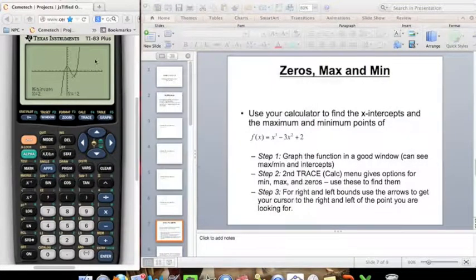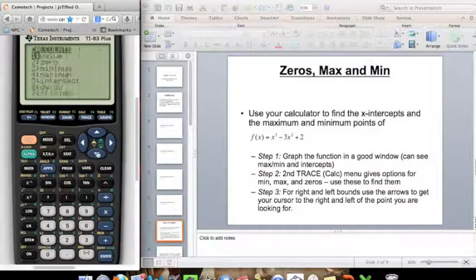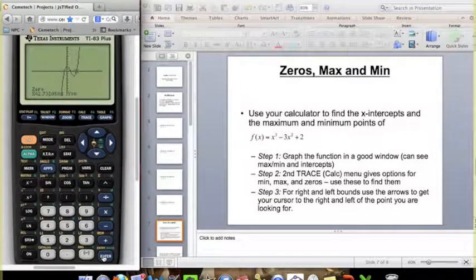And then our last thing we're going to come across is one more x-intercept or 0. So I'm going to go second, trace, choose 0 from the menu. Hit enter because I'm already on the left. Move over to the right and hit enter. And hit enter for the guess. And it gives me our final 0 or x-intercept is 2.732.